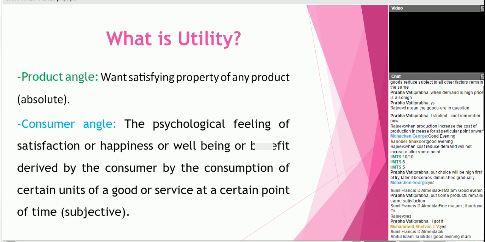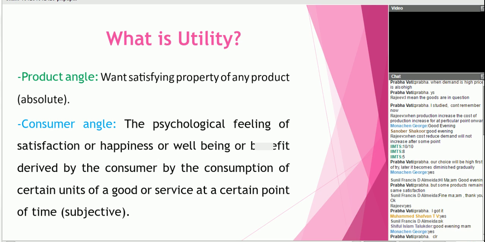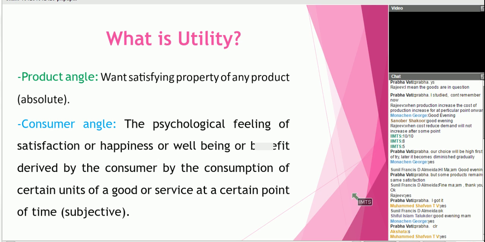Asya, Akshita, Rajiv, Anas, Prabha, Sanubar, Saiful, Munachin, Muhammad, Sunil, Shiful.